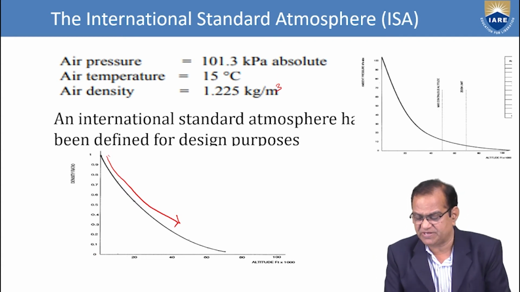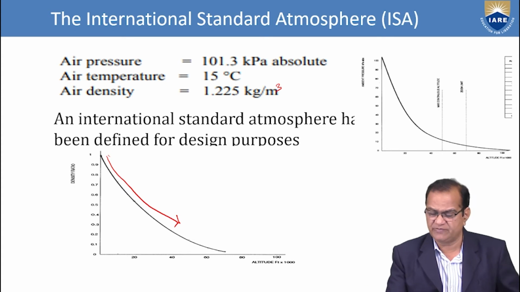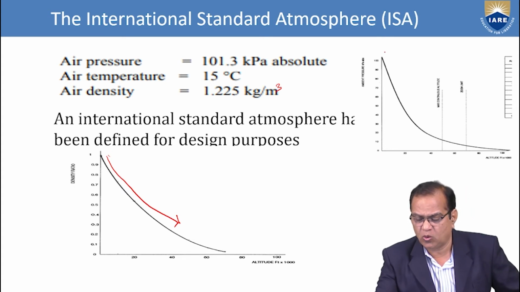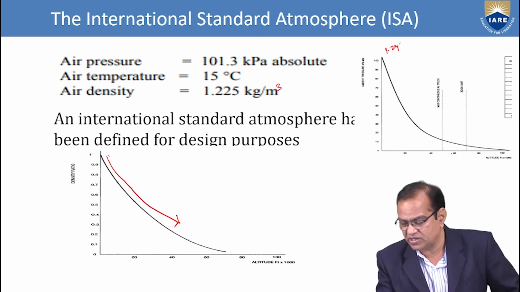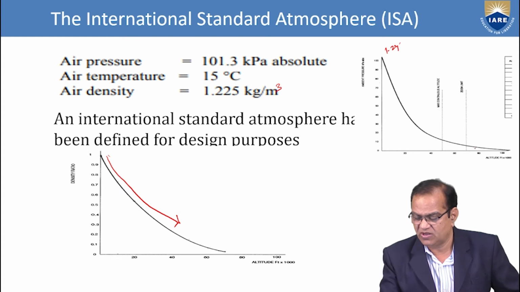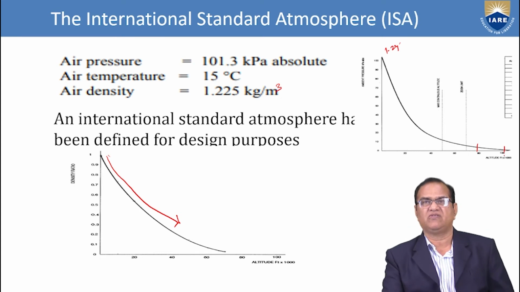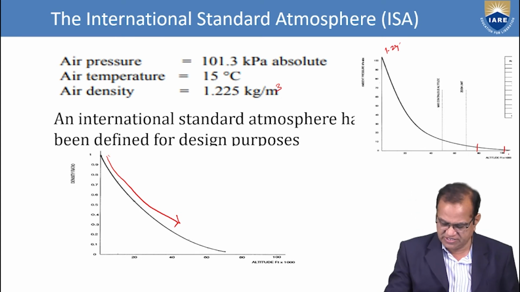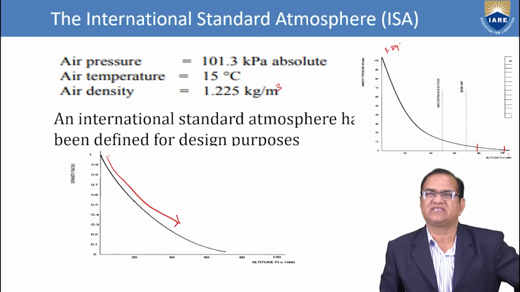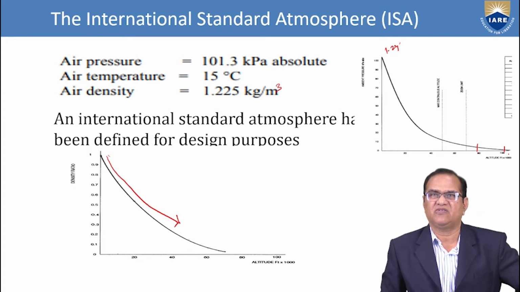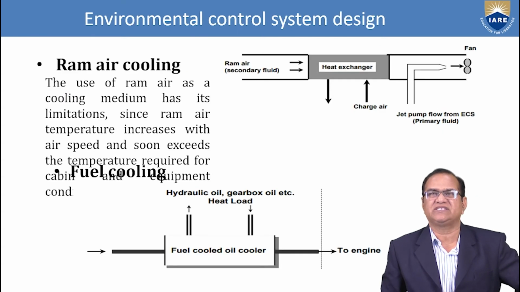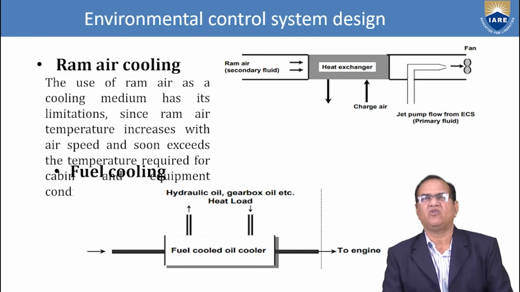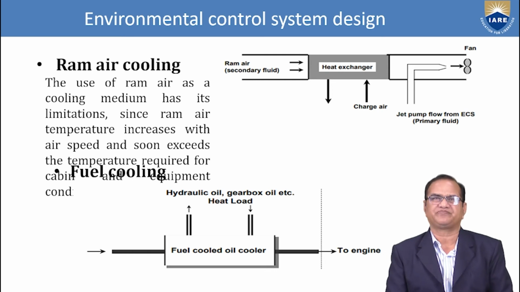If you see the ambient pressure also, it is like the same. At 0 you have 1.225, and as you increase the altitude to 80,000 feet or 100,000 feet, the pressure will be almost 0. So like this, we have to see how this is calculated, and we should be able to understand these parameters. Now I will go to environmental control system design.